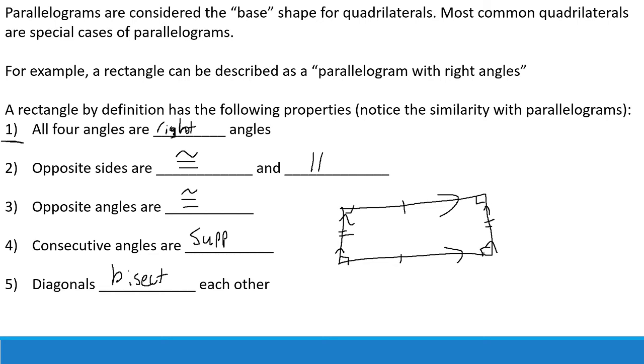Again, that means that opposite angles, like this angle here and this angle here, are going to be congruent because they're both 90 degrees. And consecutive angles, like this angle here and this angle down here, are going to add to 180, which is what it means to be supplementary. So again, these two come from the fact that everything's a right angle anyway. Now, like I said, number 1 here is the thing that defines a rectangle. Another way of saying it is a rectangle is a parallelogram with all right angles, because from 2 to 5, all those rules are the exact same rules for a parallelogram.